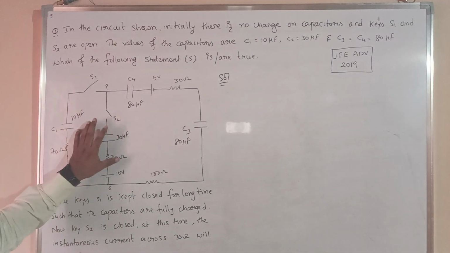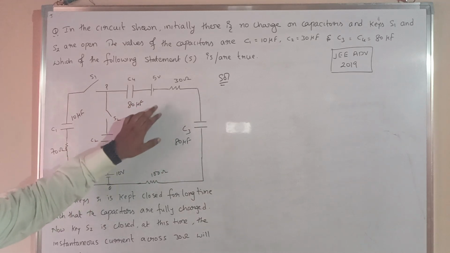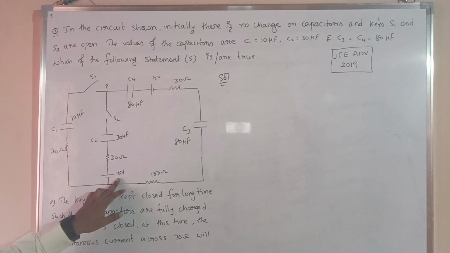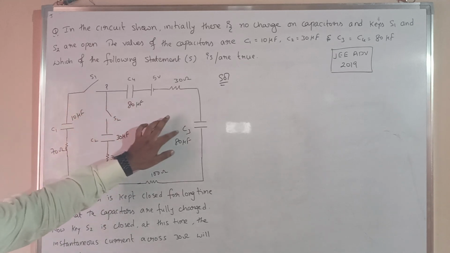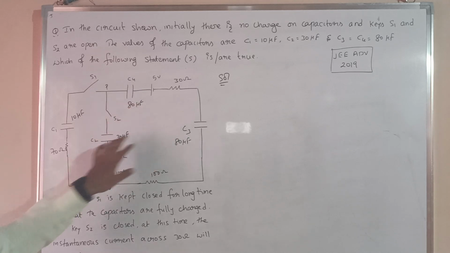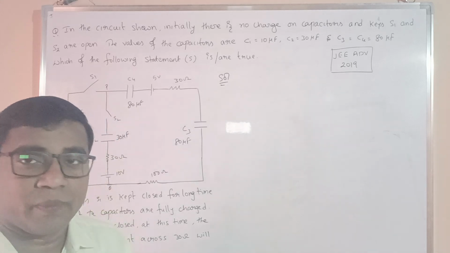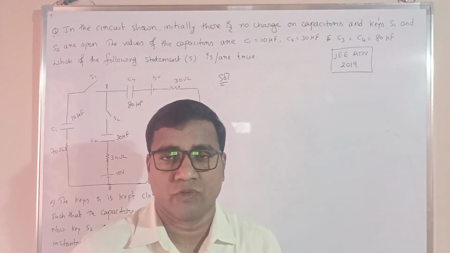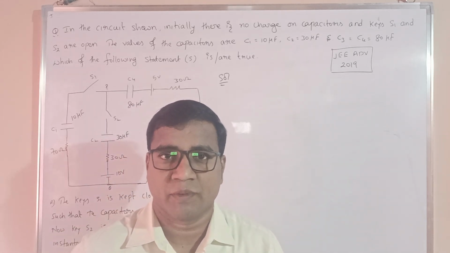Here the circuit is given. In the circuit, capacitors are there, resistors are there and some potentials are also placed. Initially S1 and S2 are open and the capacitors have no charge, and it asks which of the statements is or are true. So four options are there, and one by one we have to check which option is correct.